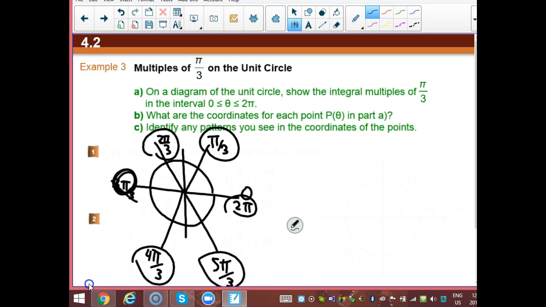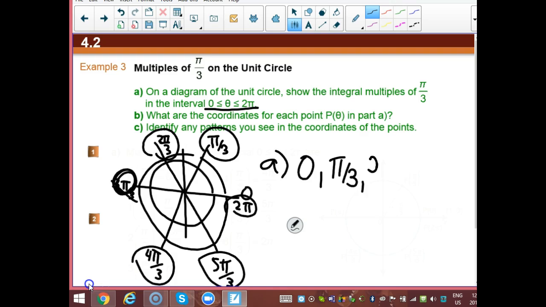So when we were going by thirds, we started at 0 and we went 1/3, 2/3, 3/3 is 1 pi, 4/3, 5/3, and 6/3 is 2 pi, okay? So those are all the guys that count for this. So for A, you could just list them out if you wanted. Okay, so that's them all listed out.